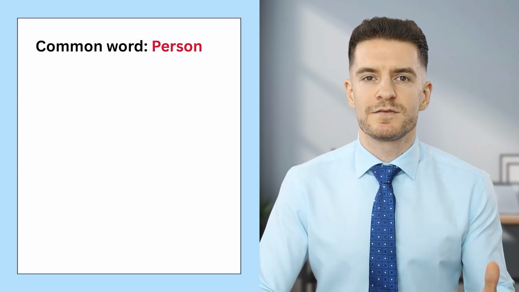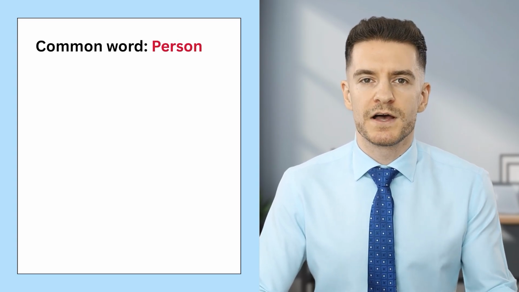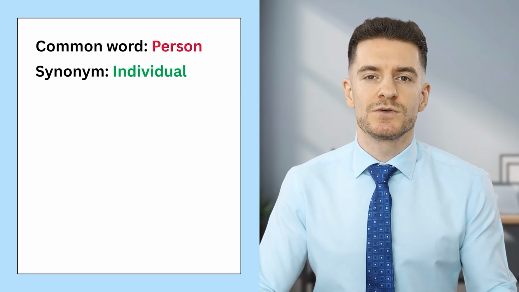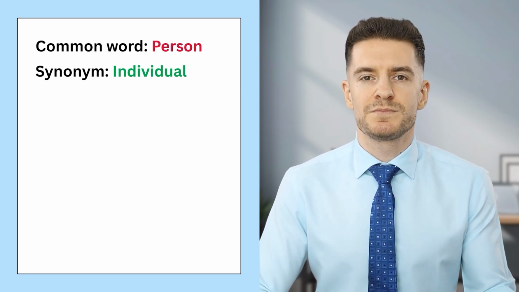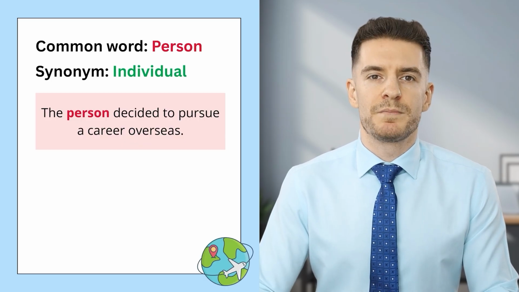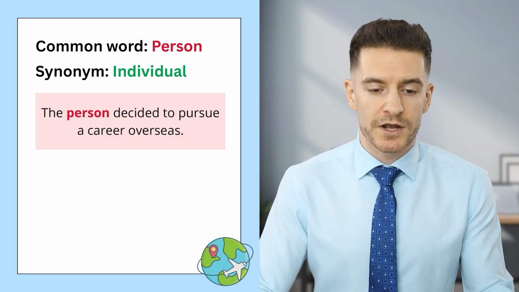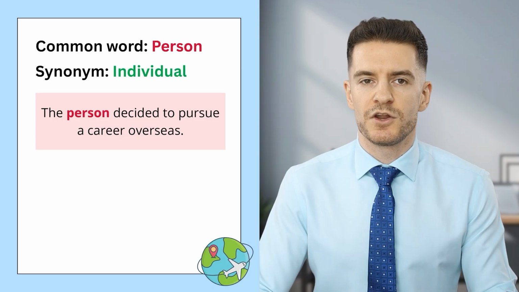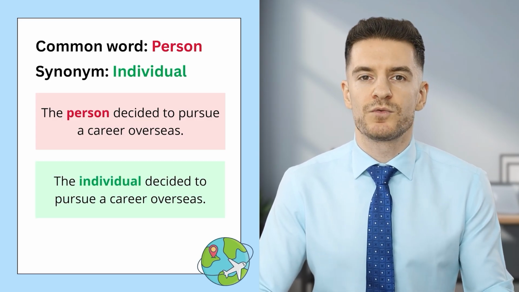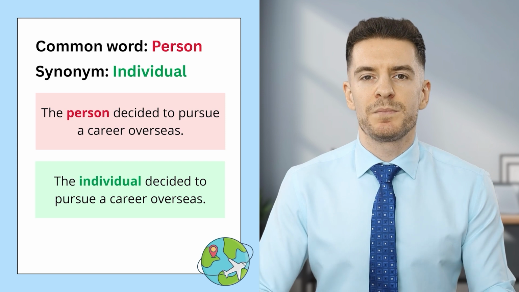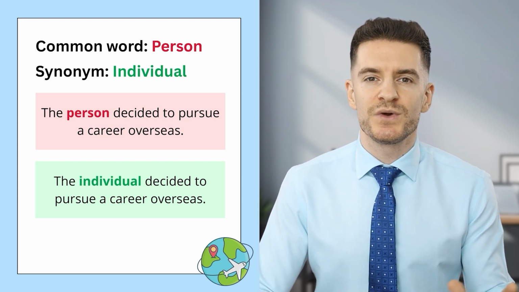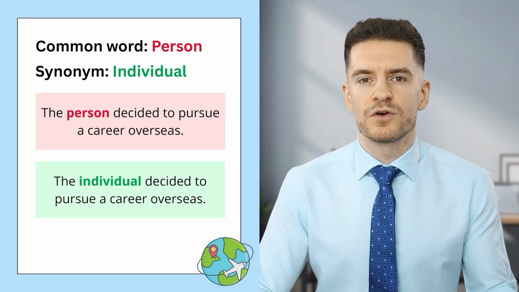Obviously, person is a very common word that a lot of students use. So instead of saying person, you could use the word individual. This just means a single human being. So, for example, the person decided to pursue a career overseas. No, we could say the individual decided to pursue a career overseas. Now, please note, you can't use this one in casual expressions or casual conversation.